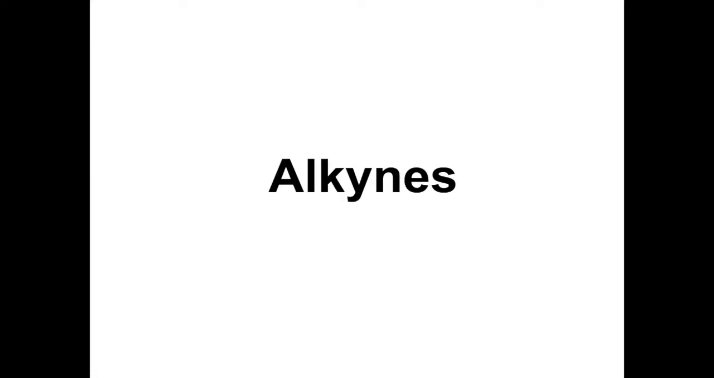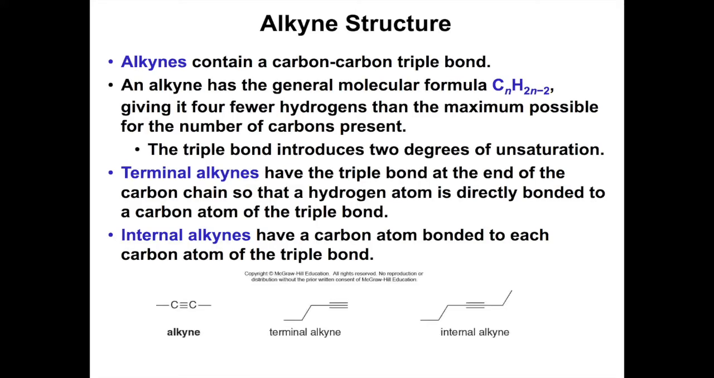Previously, we've talked about alkanes, alkenes, and now we're going to talk about alkynes. Alkynes are hydrocarbons that contain a triple bond. An alkyne has the general molecular formula of CnH2n-2, and remember that the triple bond means that there are 2 degrees of unsaturation, which means that there are 4 hydrogens that are missing.